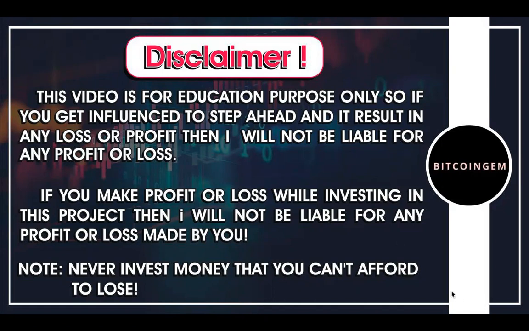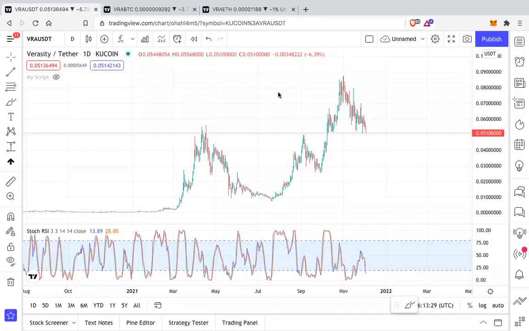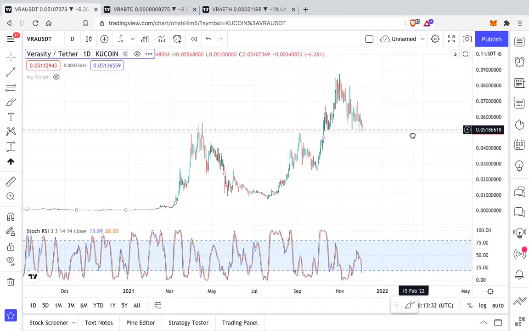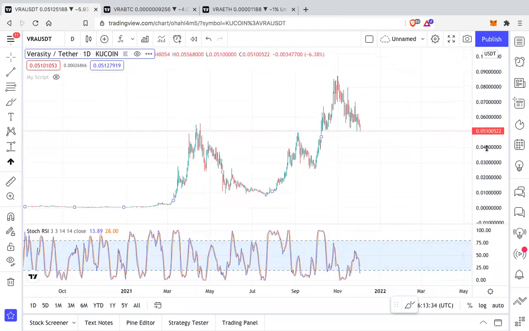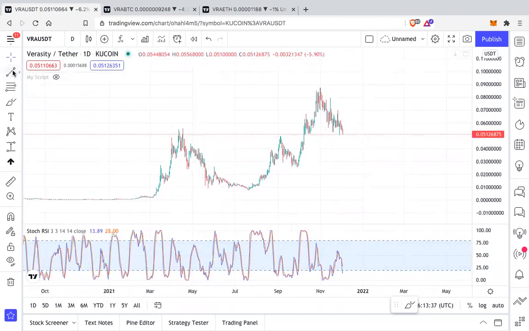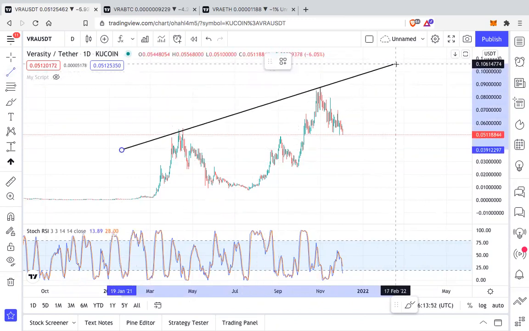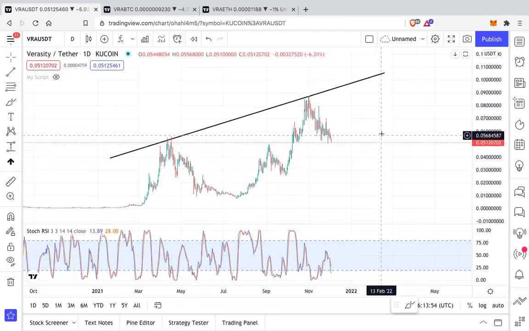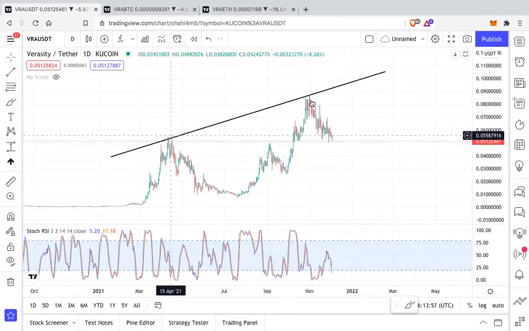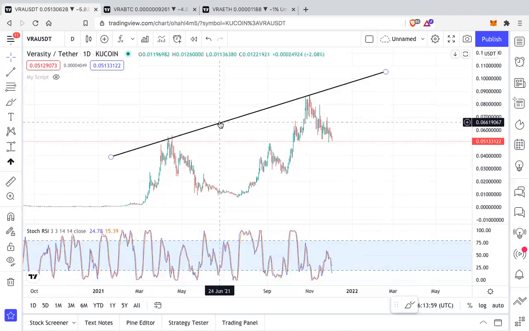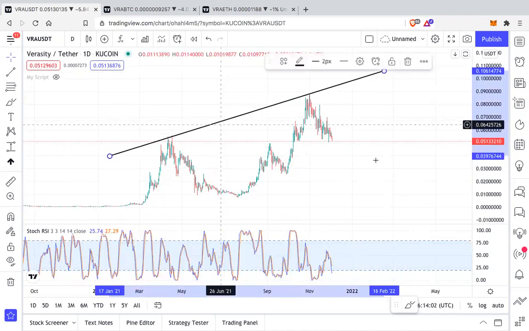So we are going to look at VRA and we'll start with VRA USDT. This is a daily chart on KuCoin. What we currently see, I have kept this chart clean without any important price points or ranges because I want to do it along with you guys. The first thing that I see very clearly is one resistance, which is very clear to me. You can see over here 1, 2, 3. So it's a clearly established resistance in my opinion.